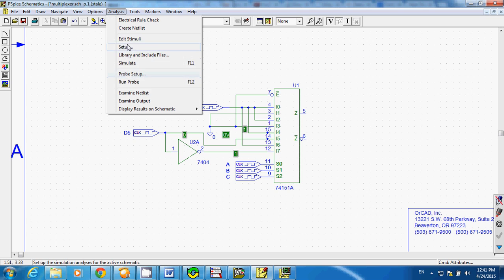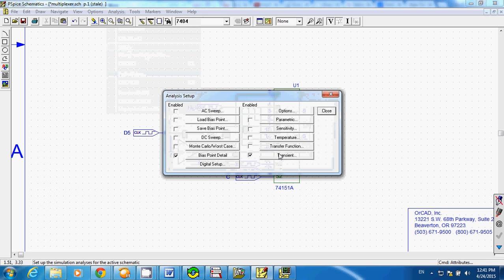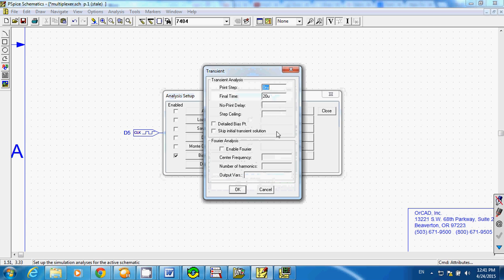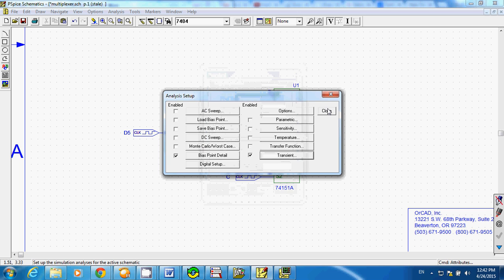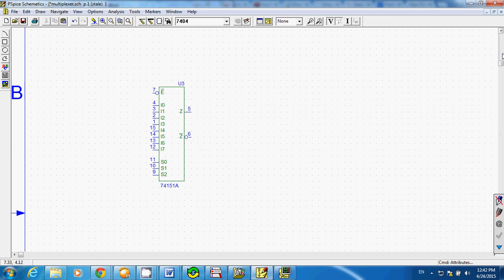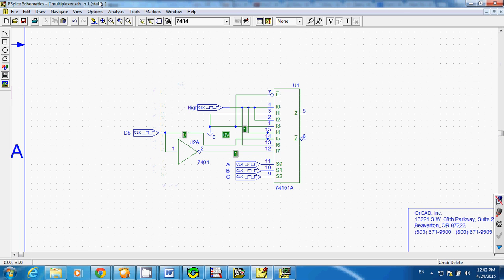Now you need to go to setup, ready to see the plot or the output waveform. The maximum period here I have is 16 microseconds. So the final time that I need is 20 microseconds. So that's more than enough. Or you can increase the final time, whatever you want. So now I'm ready to simulate, but I have to delete this one first. Go to analysis, then you go to simulate.